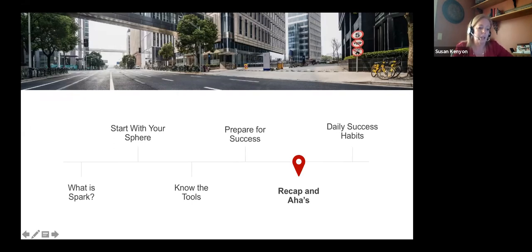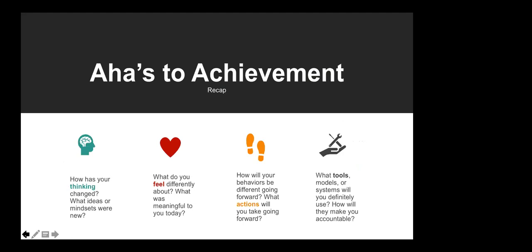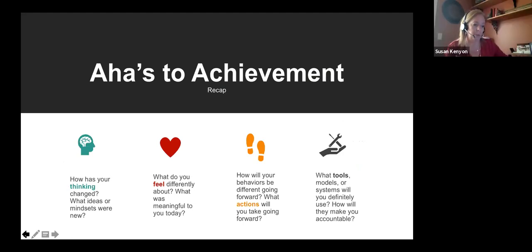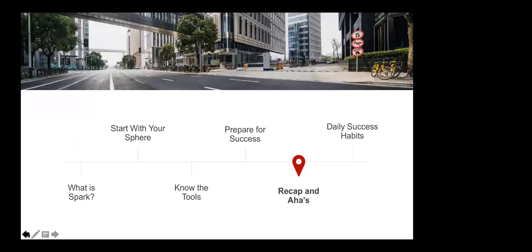Does anybody have any questions on that? Okay. I have a question about the appointments. Sure. So how do we do that with COVID? Like, people aren't going to feel comfortable getting together.